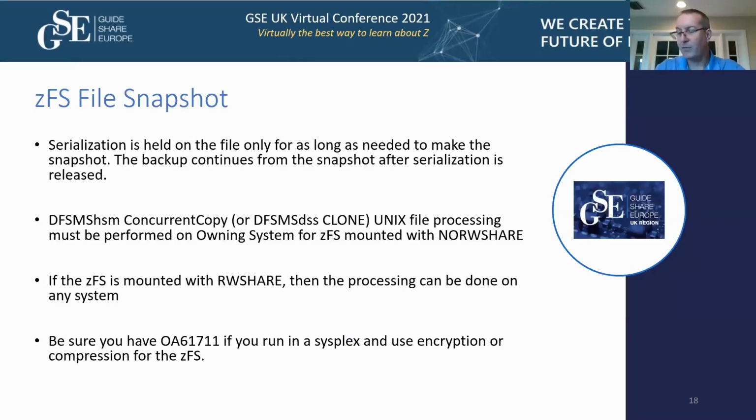Earlier, at the first slide, I talked about the zFS file snapshot. Basically, we keep the serialization only as long as we needed to take this snapshot, and then we drop the serialization. It's similar to the idea of concurrent copy, where we serialize the dataset, and as soon as we have the concurrent copy done, we release the serialization and continue with the backup from that concurrent copy. So this zFS file snapshot is the same concept.